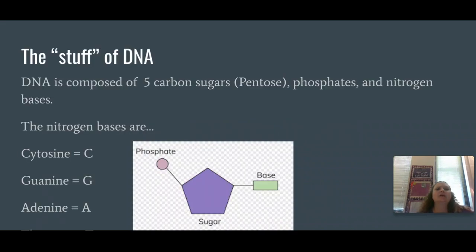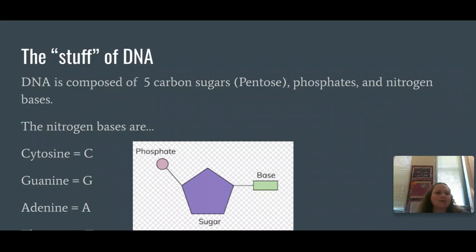So, to begin, the stuff of DNA. DNA is going to be made up of this 5-carbon sugar, which we call a pentose sugar. It's made up of phosphates, and it's made up of nitrogen bases. And this should be fairly familiar. We talked about this when we did macromolecules, right? Those bases, the nitrogenous bases, can either be cytosine, guanine, adenine, or thymine.